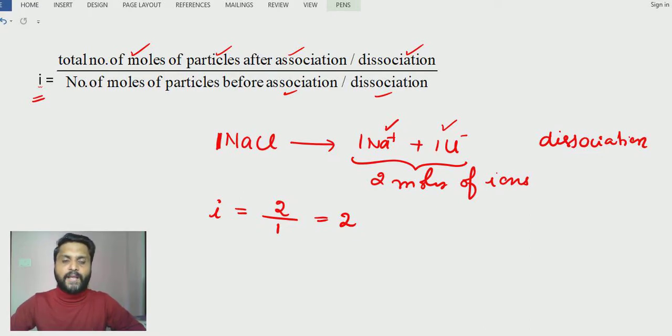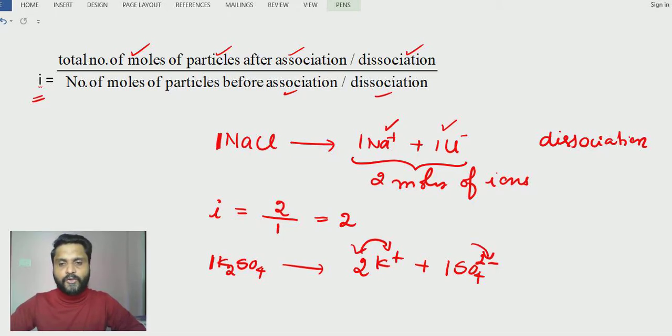If I take one more example, potassium sulfate K2SO4, this will give potassium ions K plus and sulfate ion SO4 2 minus. I'm taking 1 mole of potassium sulfate. Balance the equation: 2 moles of potassium ions and 1 mole of sulfate ion. Charges are balanced. Two positive charges and two negative charges are there, correct? So the i value is the number of moles after dissociation. How many are there? 2 plus 1, there are 3, divided by 1, is equal to 3. Clear, students? So this process is also called dissociation.